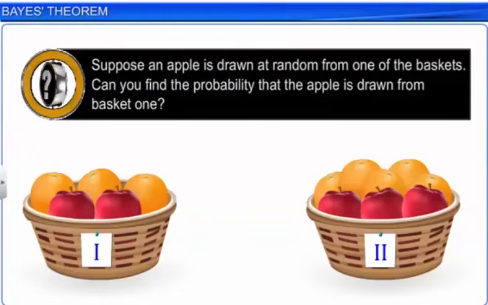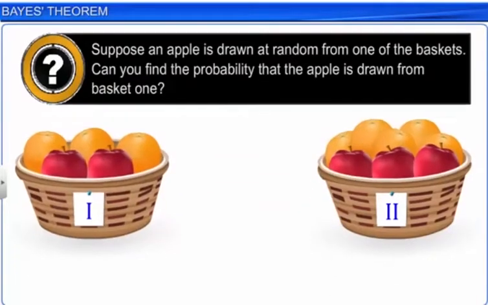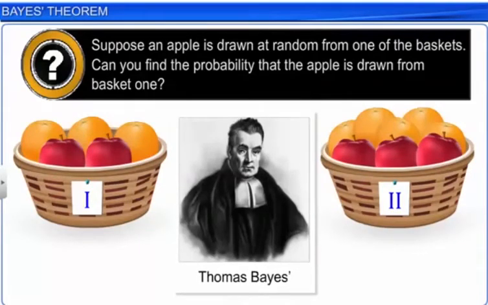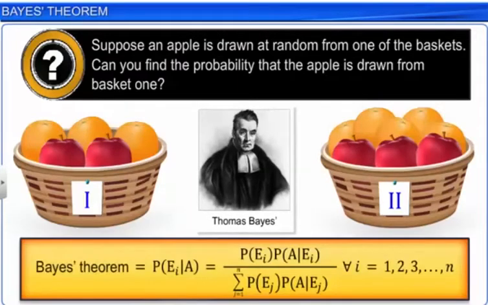Suppose an apple is drawn at random from one of the baskets. Can you find the probability that the apple is drawn from basket 1? To solve such types of problems, in 1763, a mathematician, Thomas Bayes, developed a new formula by using conditional probability. This new formula is called Bayes' theorem. Before proving the theorem and discussing it in detail, let's look at some definitions and basic theorems.